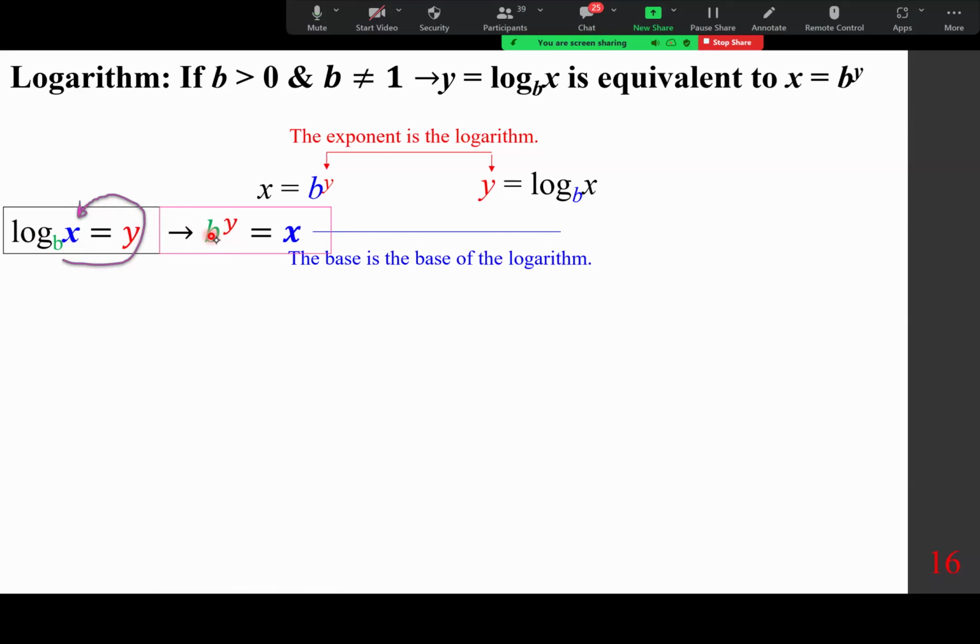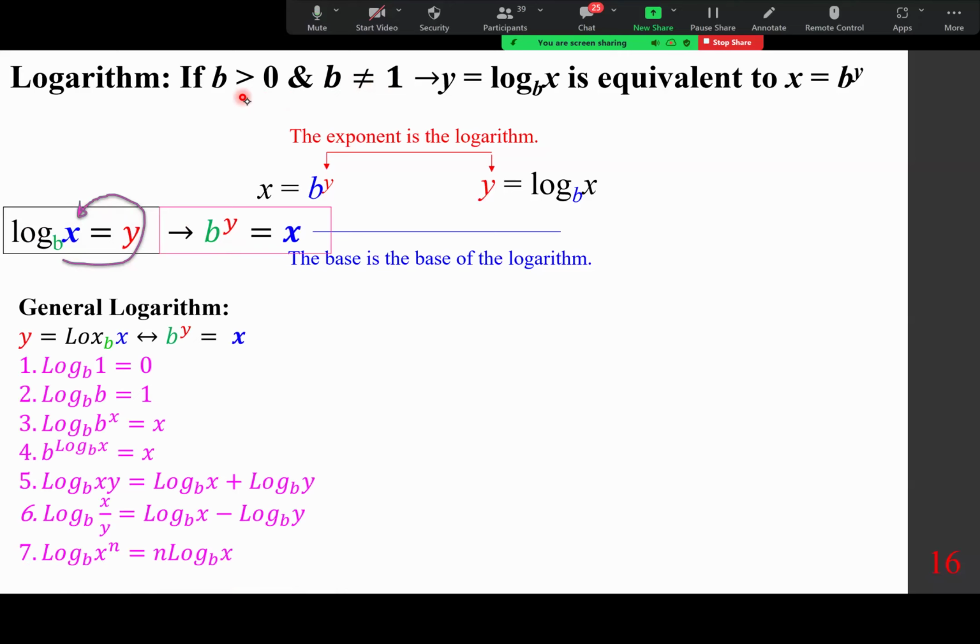So in the case of a general form where the base is any base as long as b is not 1 and it's larger than 0, here are the properties. Log 1 base b is 0, log b base b is 1, log b to the power of x is x, b to the power of log x base b is x, log of x y base b is log x plus log y same base, log of x over y is log x minus log y same base, and log of x to the power of n is n log x same base, namely b. First and foremost, I'm assuming you know all of that, class.